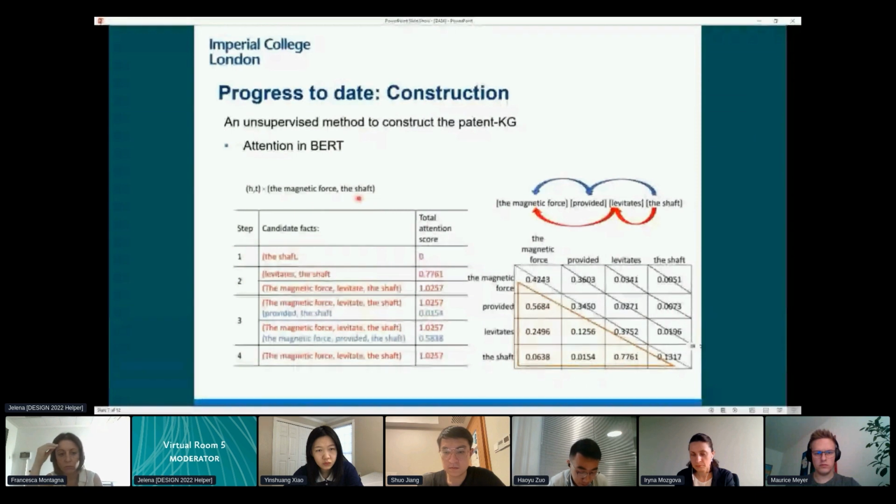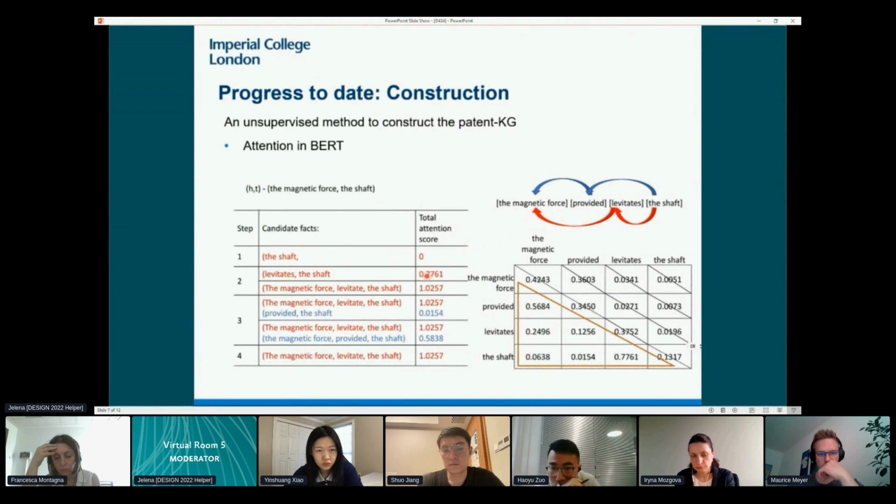The beam size equals 2. The search computing process is as follows. First, instead of searching forward, the searching algorithm is searching backward. We need to add the tail, the shaft, to the beam, mark the head, the magnetic force, as the ending position, and initialize the attention score as 0.